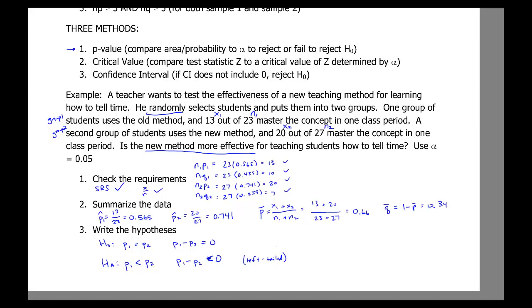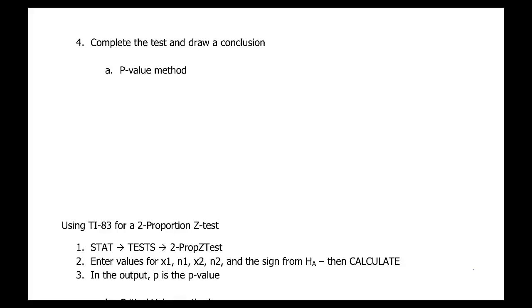So now let's look at the 3 ways to solve the problem. The first method we'll look at is the p-value method. Again, we're going to calculate a z-test statistic and use that to get a p-value which we'll compare to alpha. So the z-score, I'll just put the whole equation here.